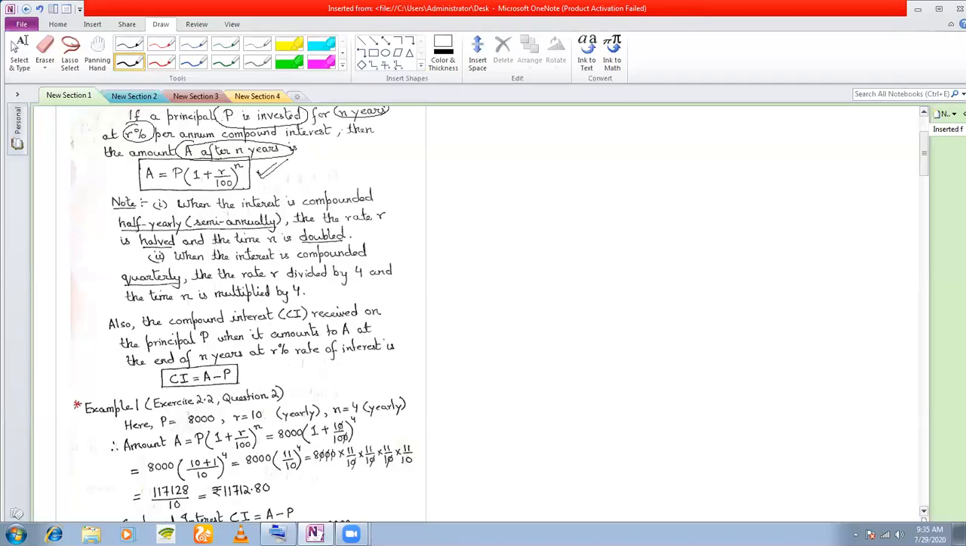Then what we do is we halve the rate, and the time is doubled if the interest is compounded half yearly or semi-annually.